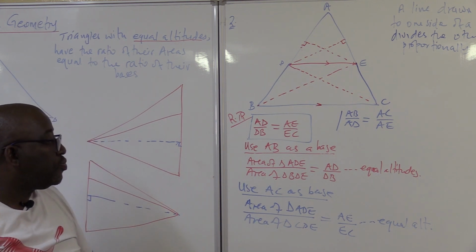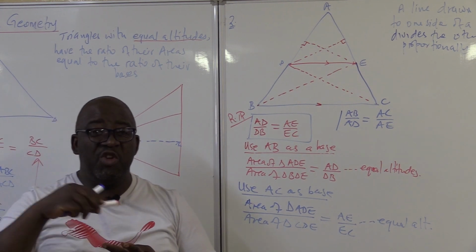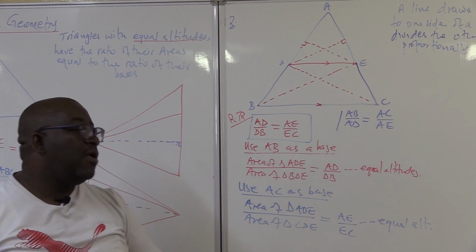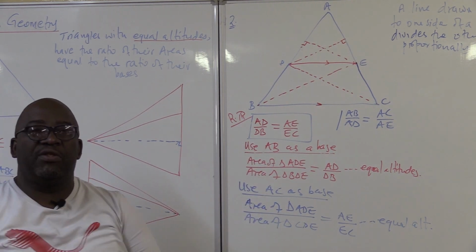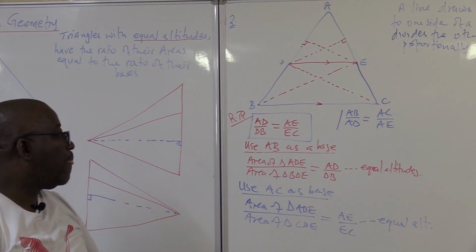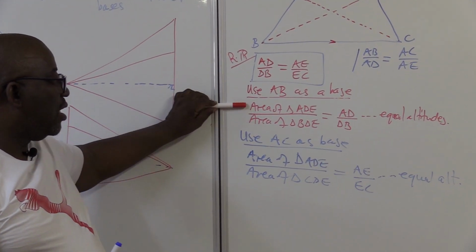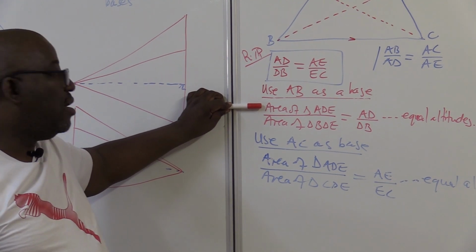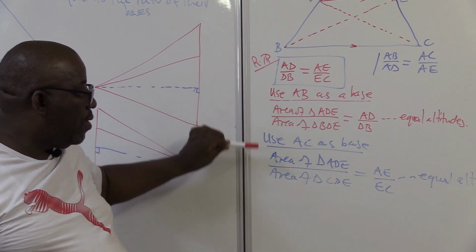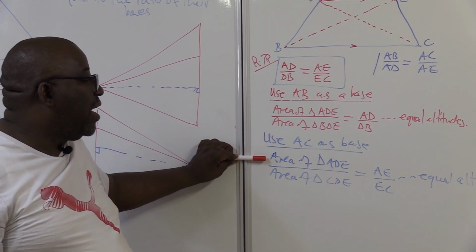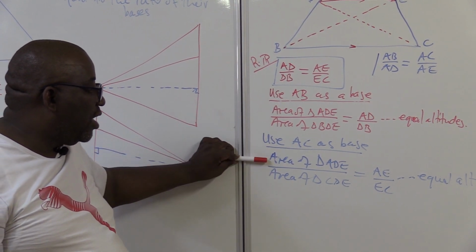Let's work it out. We want to show that this is equal to this. It is made out of two things. There is a numerator, there is a denominator. We want to equate these two. Let's look at the numerator first. What is our numerator? The area of triangle ADE. This is our numerator. Let's look at the numerator of the second one. The area of triangle ADE.